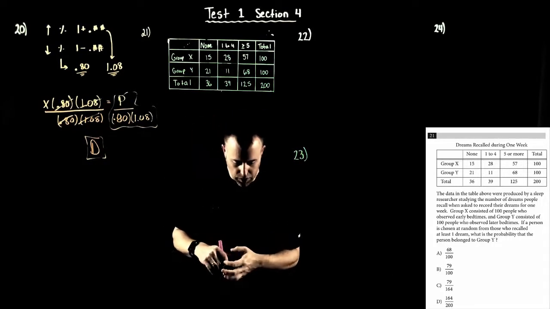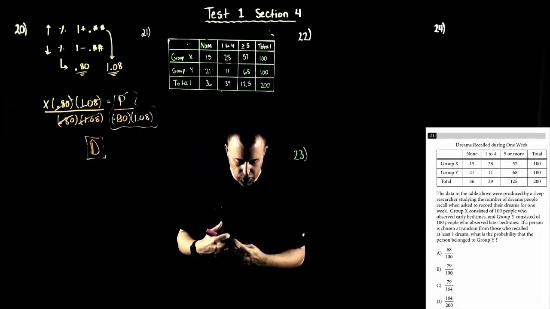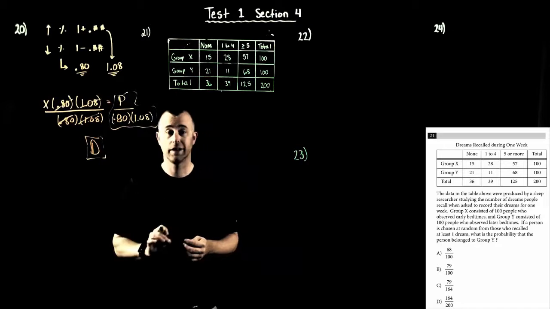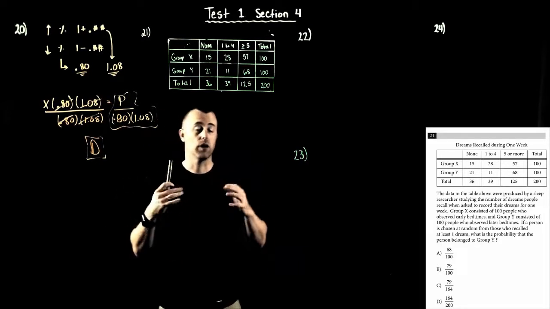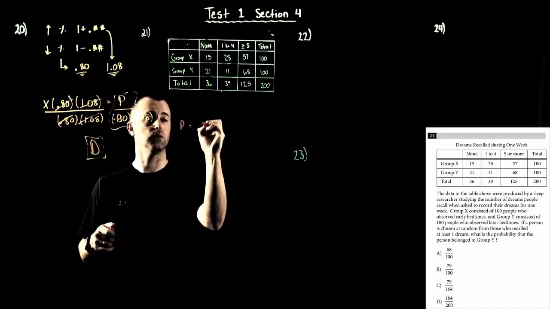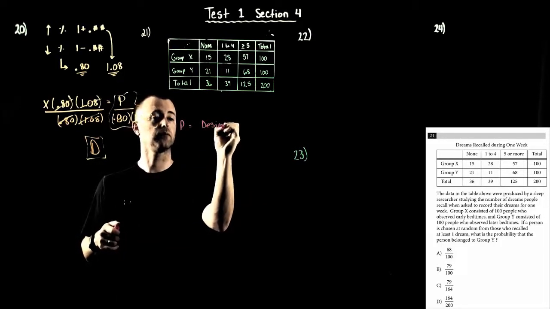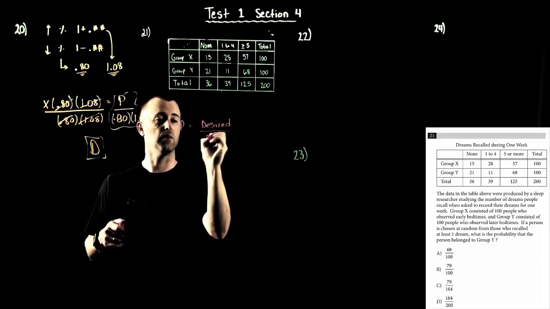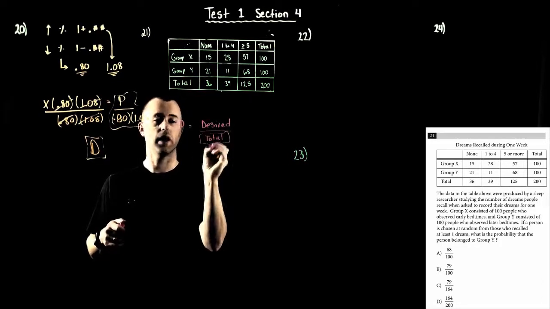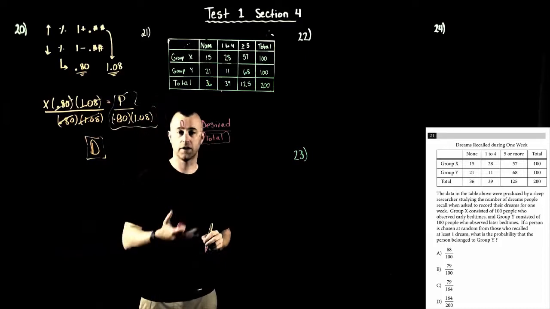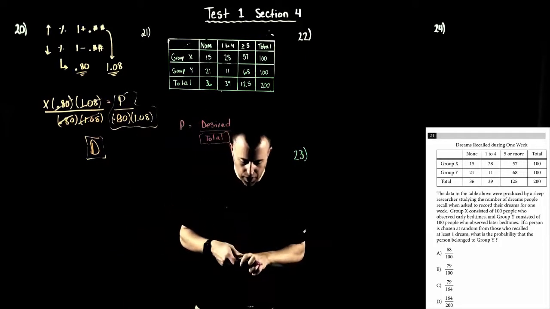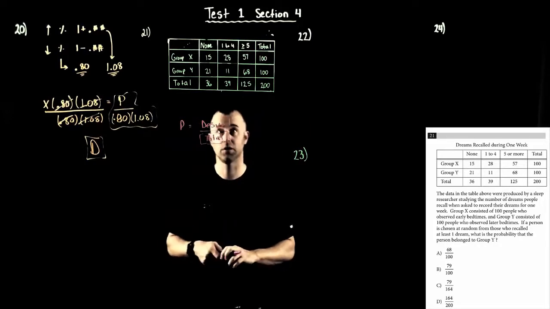In this case, the question says, if a person is chosen at random from those who recalled at least one dream. Now, when I do a probability, remember it is desired, so probability equals desired outcomes divided by total outcomes. But we need to know what that total is before I can find the desired. I need to know what group I'm pulling from. Well, in this case, I'm pulling from someone who recalled at least one dream.